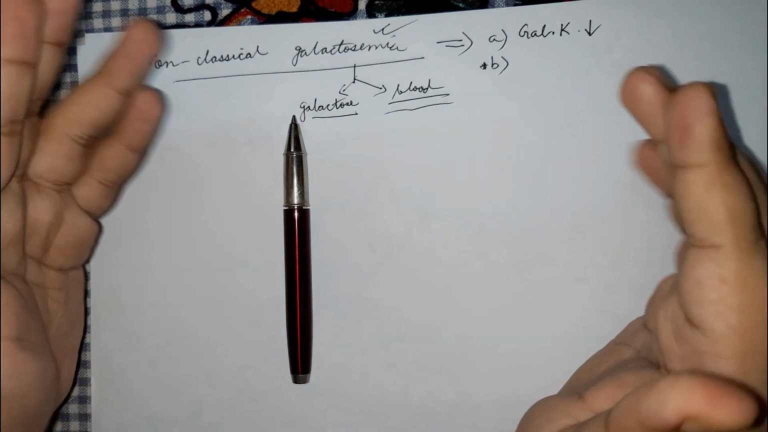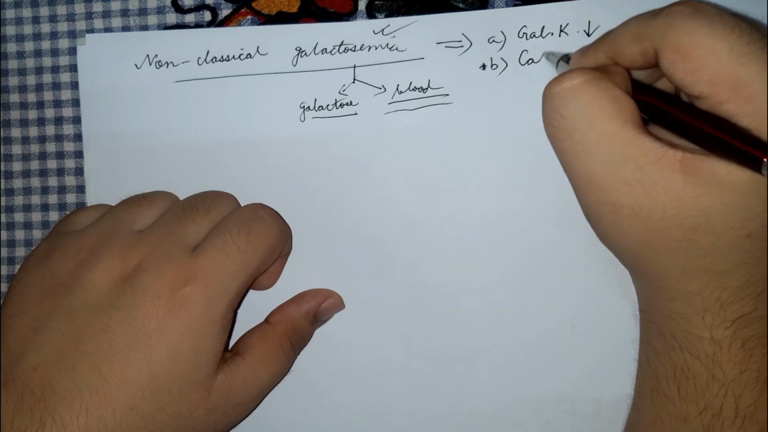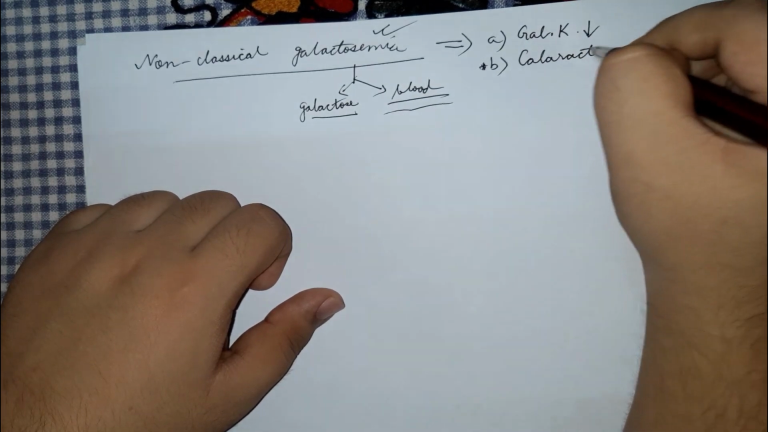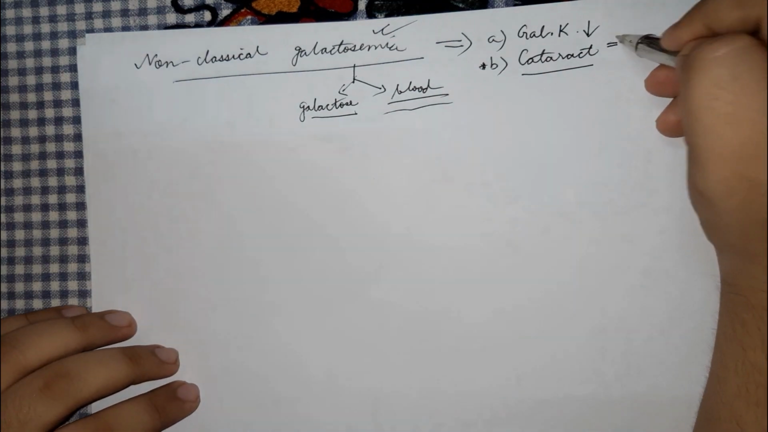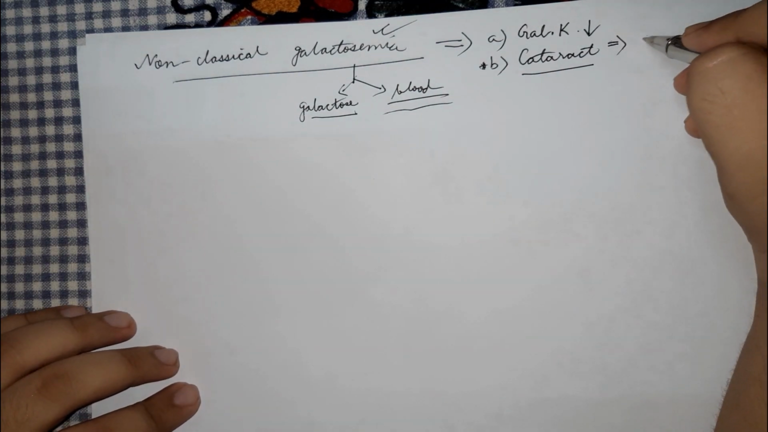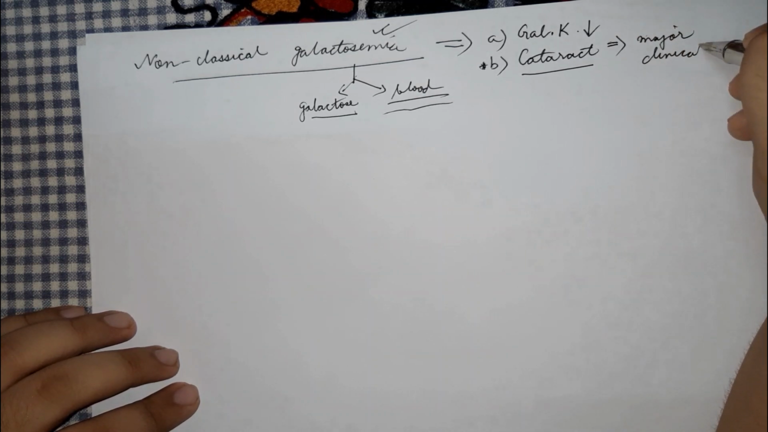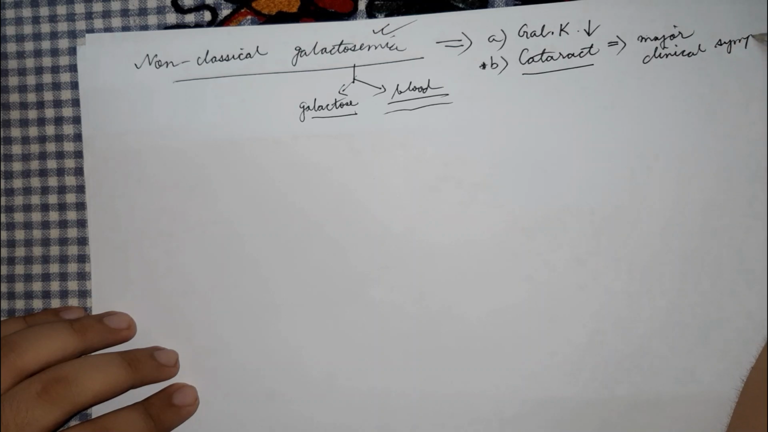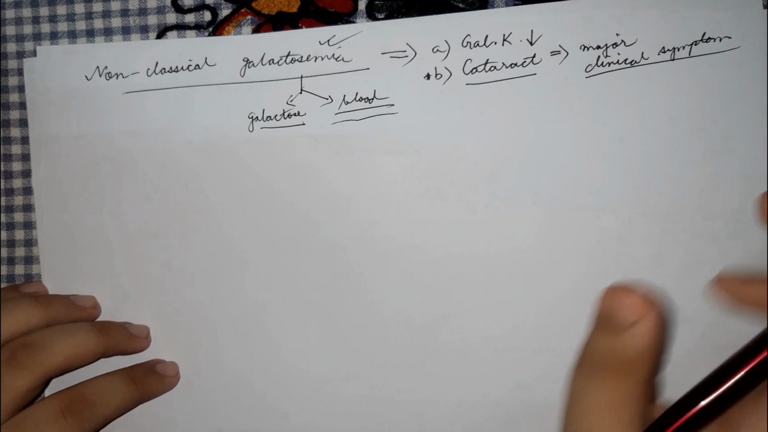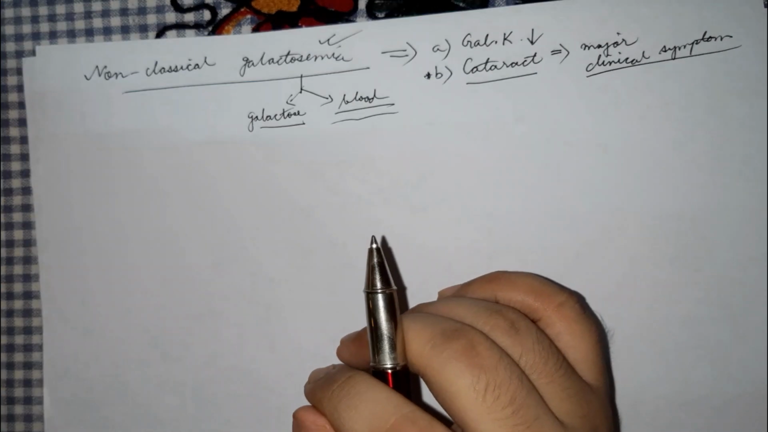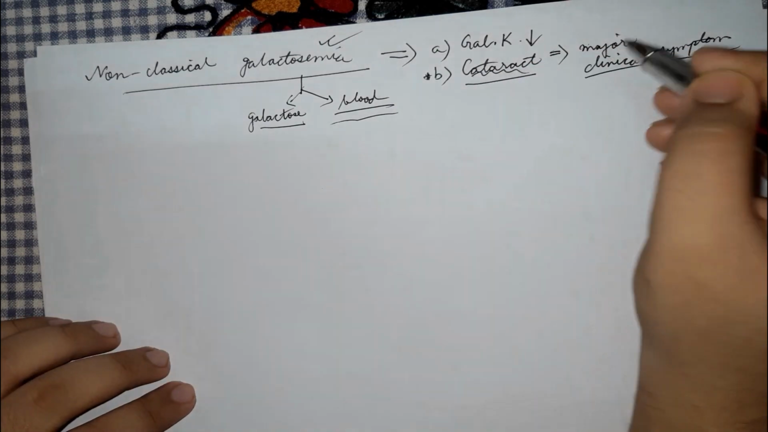That is, for example, in the eye lens. So here also cataract may occur. In fact, may occur is an understatement, since cataract is the major clinical symptom here. Very important. Okay, cataract is the major clinical symptom in case of non-classical galactosemia. Okay, it's a major, and how is that happening?